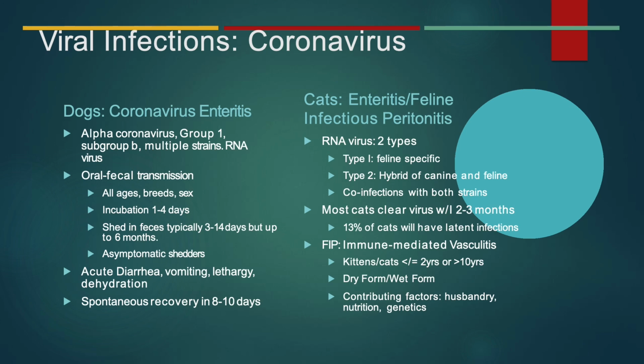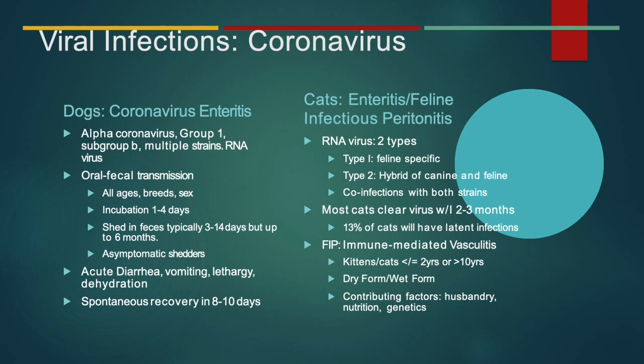Most cats will clear the enteric form within 2 to 3 months. They may only be symptomatic for a short period of time with vomiting, diarrhea, but 13% of them will hold on to that virus. It'll be in the tissues and it will just stay put. And it can stay put for years, okay? And that's these guys out here, okay? And for some reason in their body, it can mutate and basically get around the immune system.